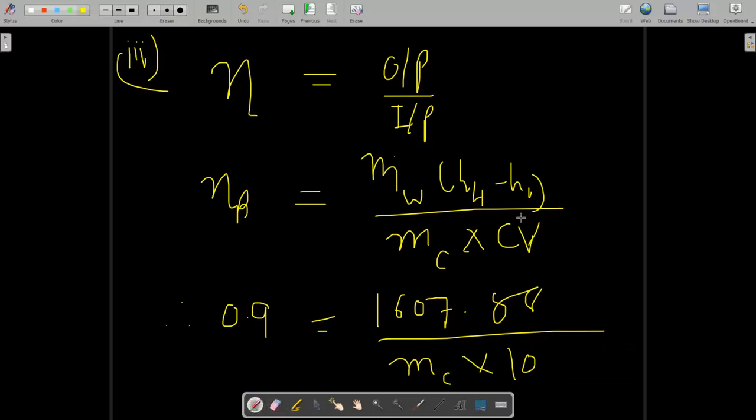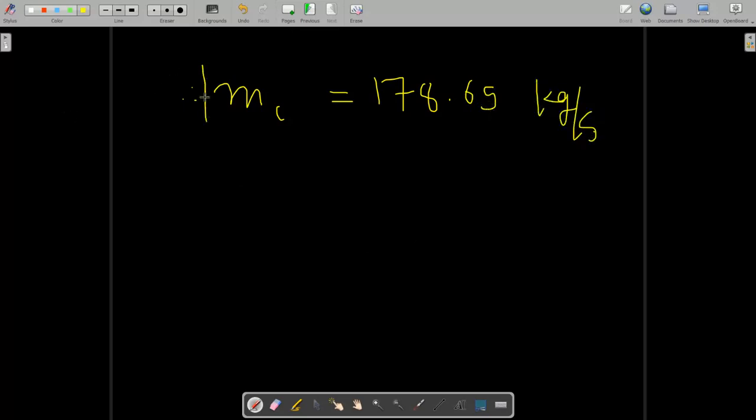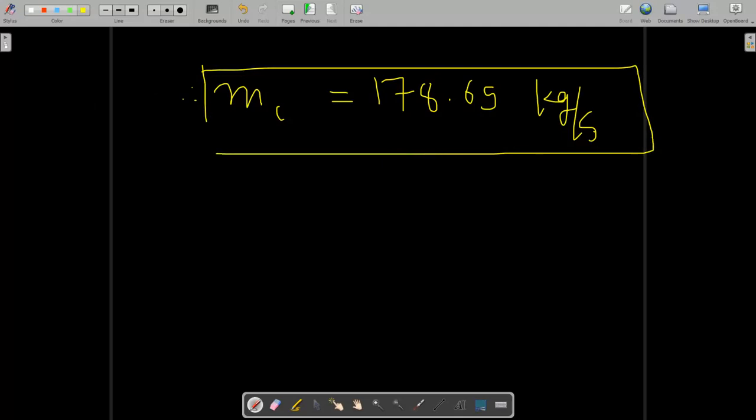And when you solve this in the calculator, you will find the mass of coal required is 178.65 kg per second. Yes, you heard right, 178 kg. So you can assume how costly it is to produce 1 unit of electricity.